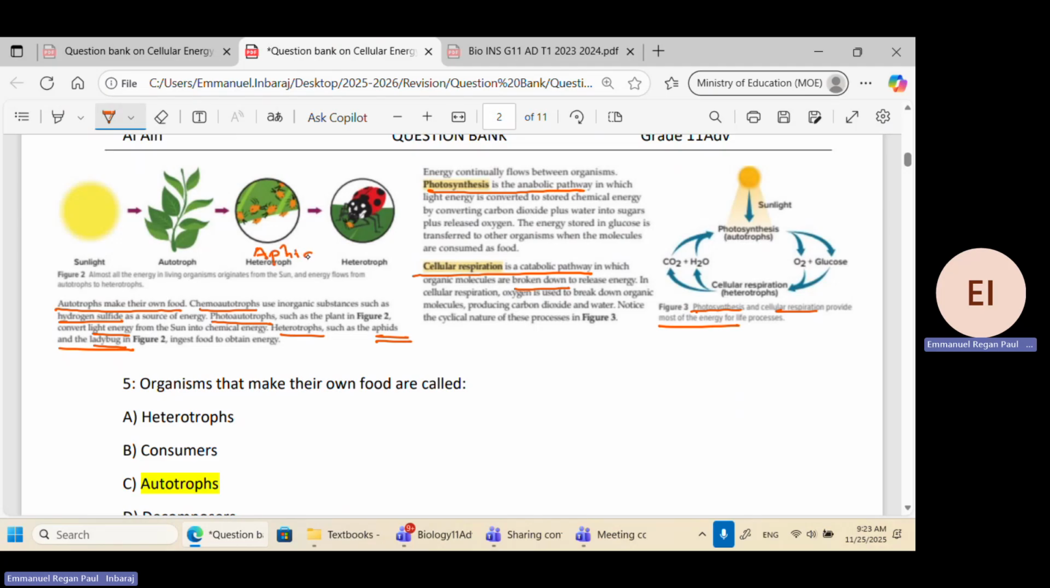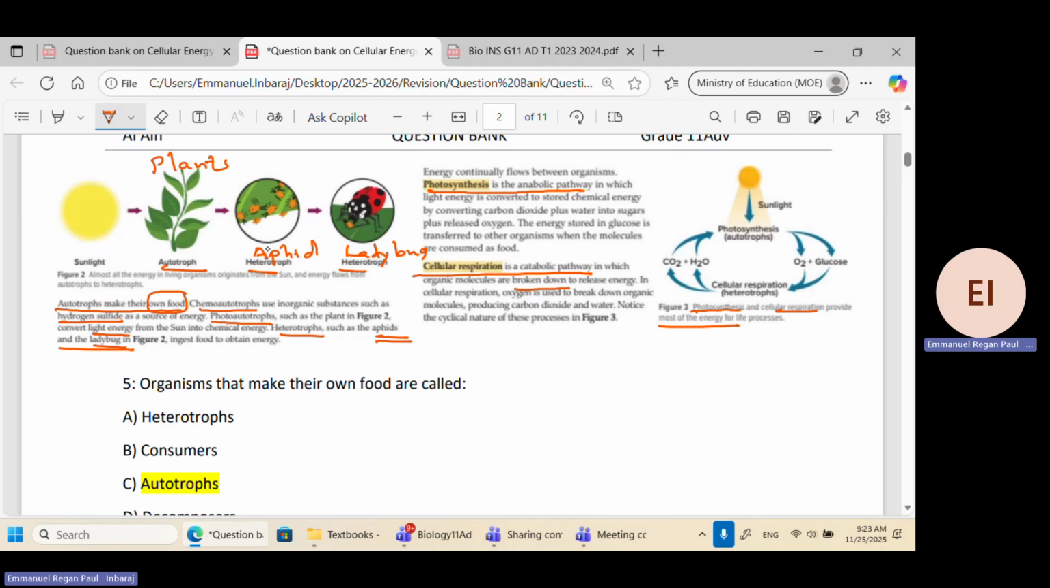Remember, both the aphid and ladybug are called heterotrophs. But what about plants? Plants are called autotrophs. Now the question is, why are plants called autotrophs? They are called autotrophs because they make their own food. See the word here? They make their own food with the help of sunlight. So they are called autotrophs.